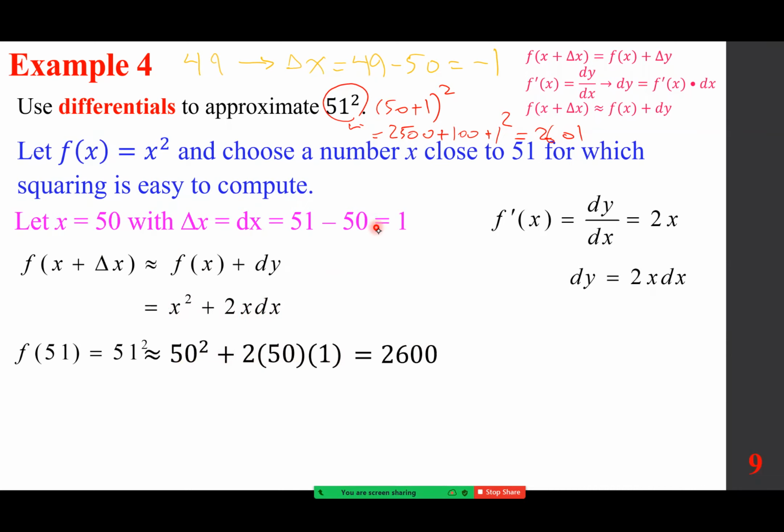As you can see, this is extremely close to 2601. Extremely close. Why is that? Because delta x, or dx, is pretty small when you compare it to x. When you compare it to x, that's a small number. That's why.